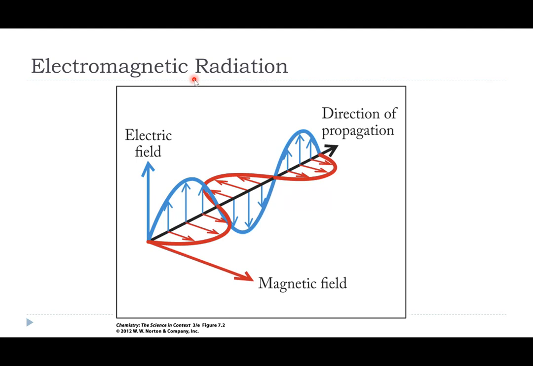Electromagnetic radiation is just a fancy word for a couple of waves. So we see this electric field that propagates up and down. We see this red magnetic field that kind of goes back and forth. So these two waves propagate perpendicular to one another. And when we study them as one entity, we call that electromagnetic radiation. So an electric field and a magnetic field that work together.